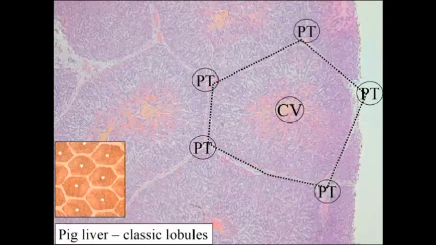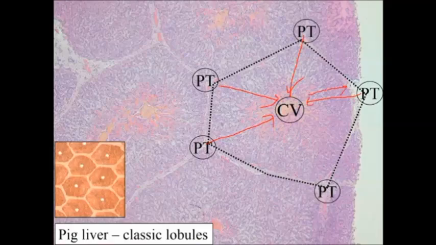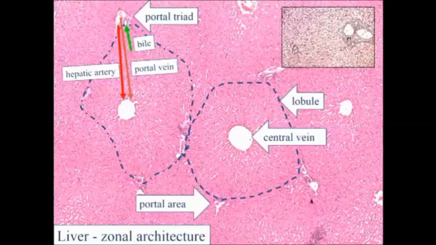So this will be the classic, ridiculously hexagonal picture of the classic lobule in the pig, where we have the central vein in the middle. Good name for it if we're in the lobular system, because it is at the center of the lobule. And the blood that comes into the liver from the portal area, the gut, and also from the heart, is all draining towards the center. I know bile's going the other way, but that is a classic liver lobule.